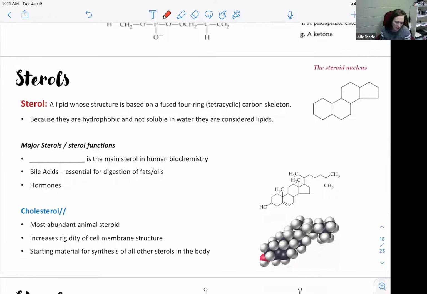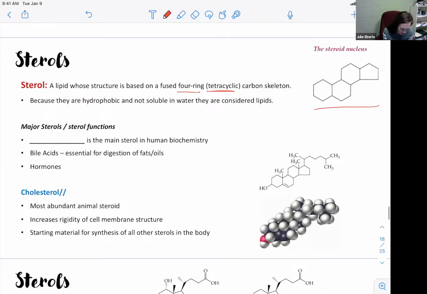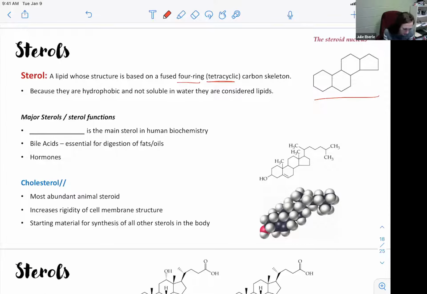Sterols, okay? So these are lipids whose structure is based on a fused 4-ring, so we will say tetracyclic carbon skeleton, okay? So this is the carbon tetracyclic skeleton of steroids. They can have all different kinds of groups attached, branched off, but you'll commonly see this 4-ring structure, okay? So again, they're not soluble in water, hydrophobic, that's classic for all lipids. Major sterol function: cholesterol is the main sterol in human biochemistry, but you also have bile acids.